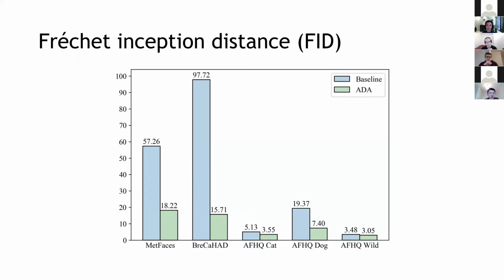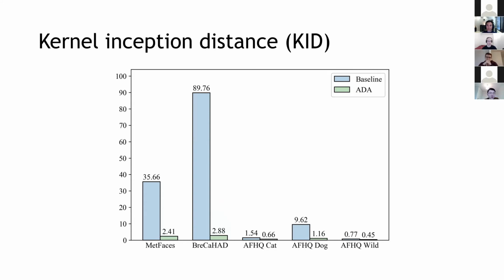Here's the FID for each of these datasets for baseline StyleGAN2 and with our technique. We can see dramatic improvements all across the board. But looking at the results, we have actually observed that FID itself is not that good of a metric for these tiny datasets because of its inherent bias. And we found another metric, kernel inception distance, to give more consistent results, better at highlighting the differences.